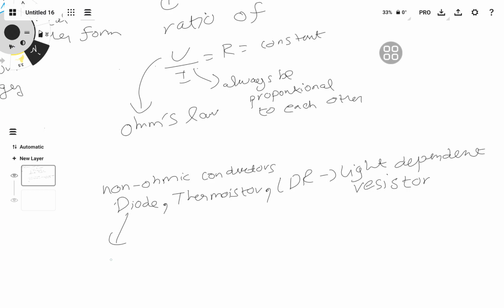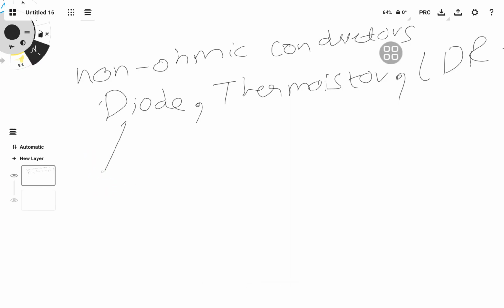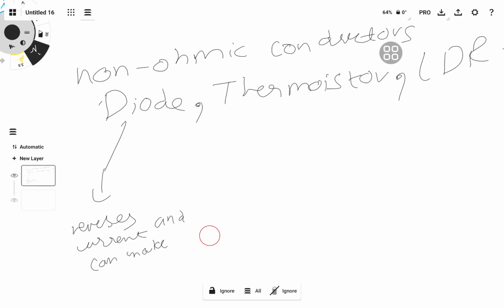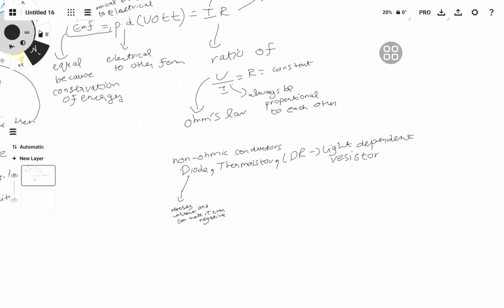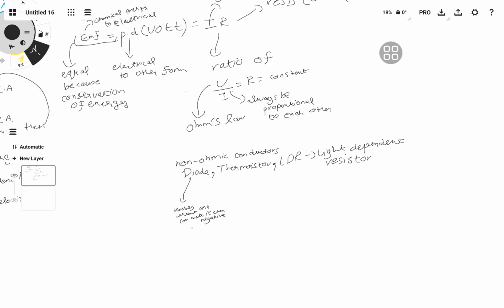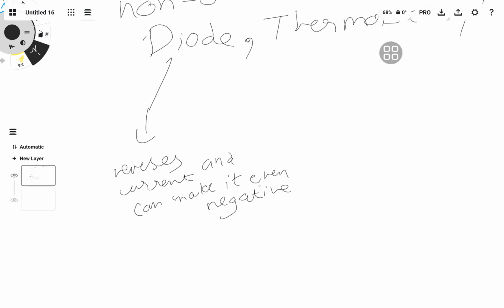Diode basically reverses the current. Basically, it is used in AC currents, which is discussed in DC circuits, and basically reverses the current and can make it even negative, due to infinite resistivity, because if there is infinite resistivity, no flow of charge, no nothing, and it will just stop. I think so. Reverses current and can make it even negative. So basically this is a diode.